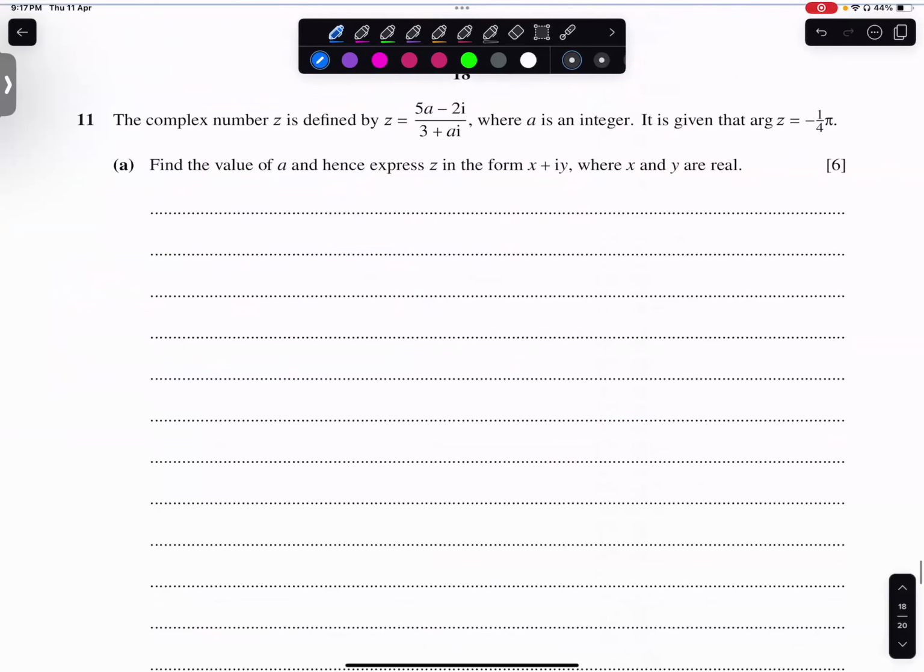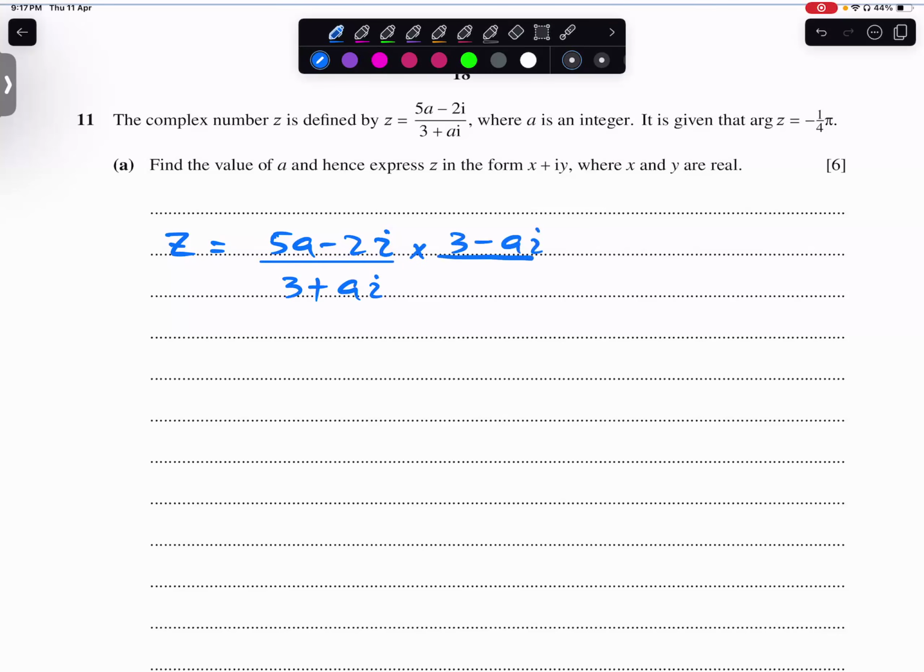The complex number z is defined by this, where a is an integer. It is given that its argument is minus pi by 4. Find the value of a and hence express z in the form of x plus iota y, where x and y are real. So there are two options. You can convert it in the form of x plus iota y before applying the argument. So I'm going to do the same. So (5a minus 2i) divided by (3 plus ai) multiplied with (3 minus ai) divided by (3 minus ai).